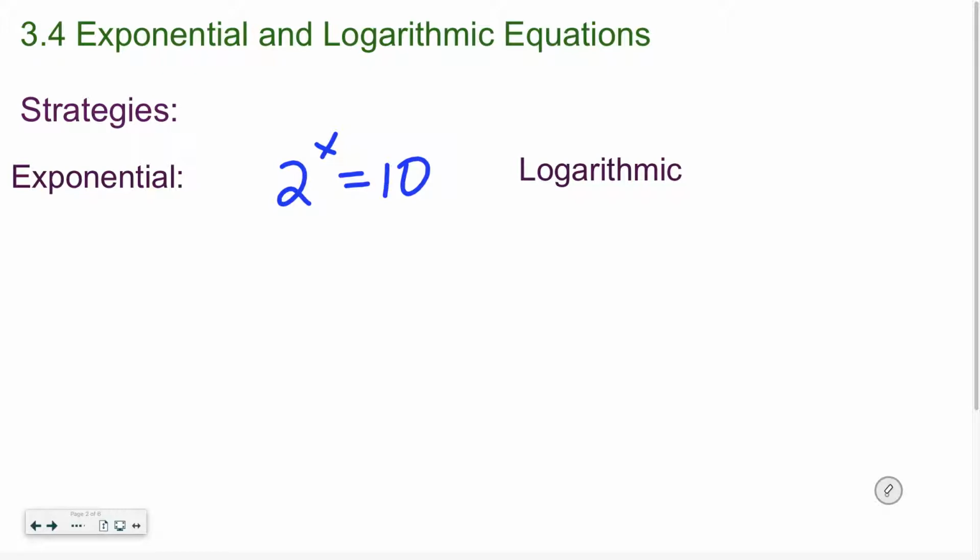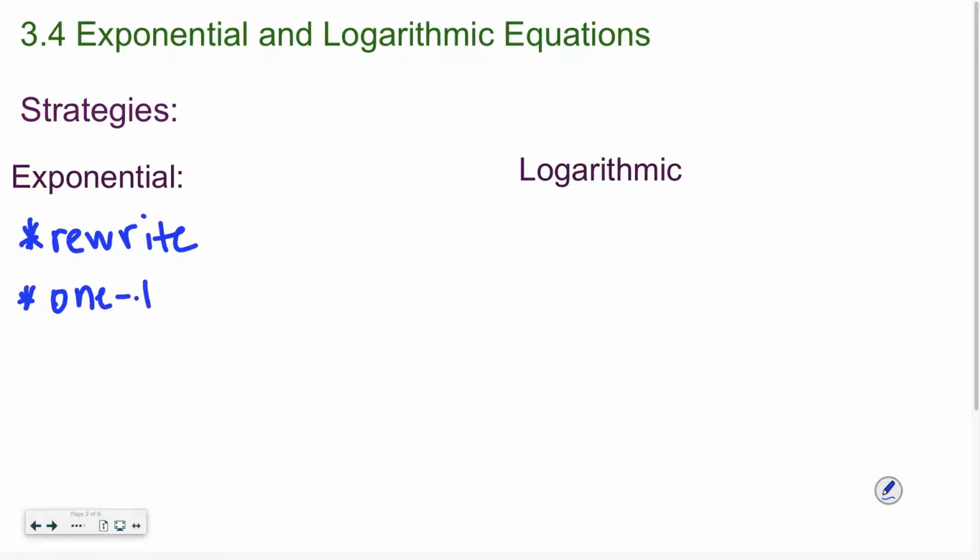Could be rewrite. One of the biggest things that's going to pop into our minds is to rewrite it. If we have an exponential equation, can we rewrite it as a logarithm? What other strategy do we have for solving exponential equations? If we can write them as the same base, we do have the one-to-one property, and that will save us some logarithmic help.